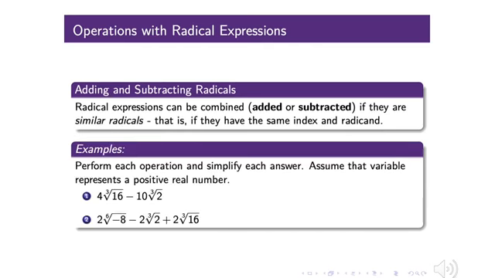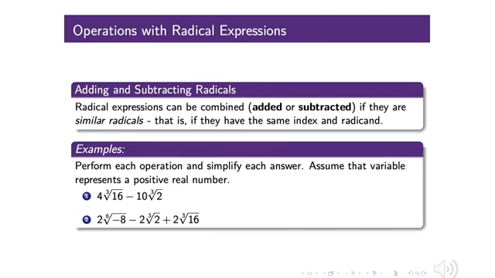Sometimes, it is possible to combine radical expressions that do not appear to be like or similar radicals by first simplifying each radical expression. Let us perform the following operations and simplify each answer. Assume that the variable represents a positive real number. The first example: 4 cube root of 16 minus 10 cube root of 2. Our second example is 2 sixth root of negative 8 minus 2 cube root of 2 plus 2 cube root of 16.